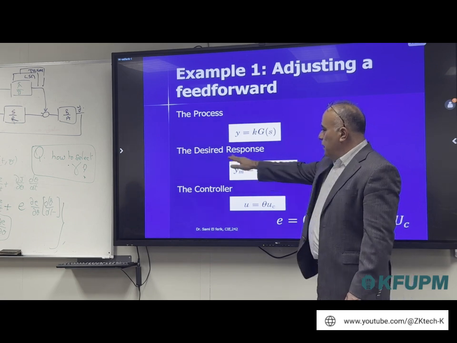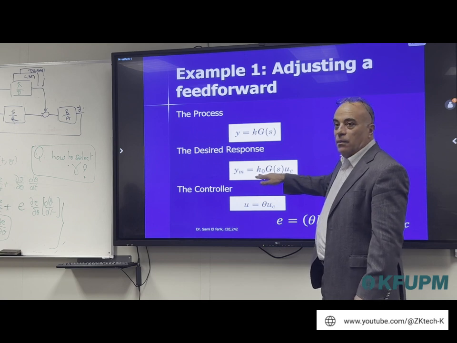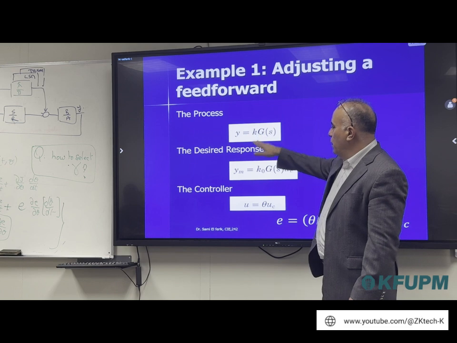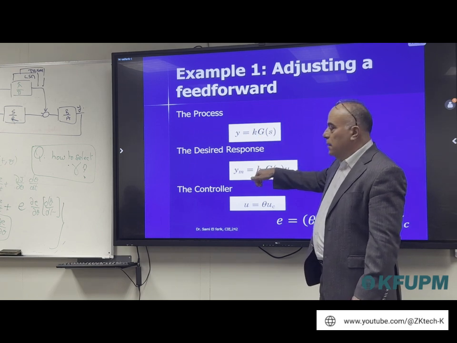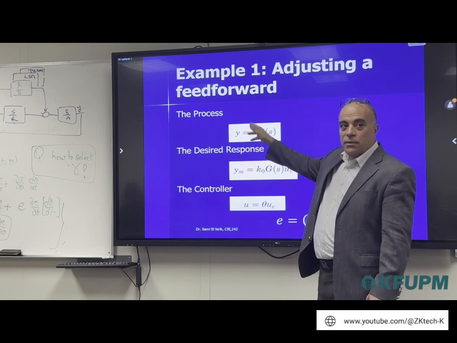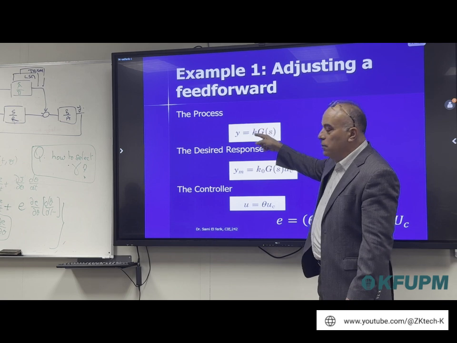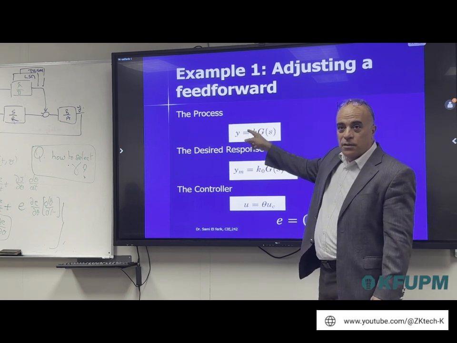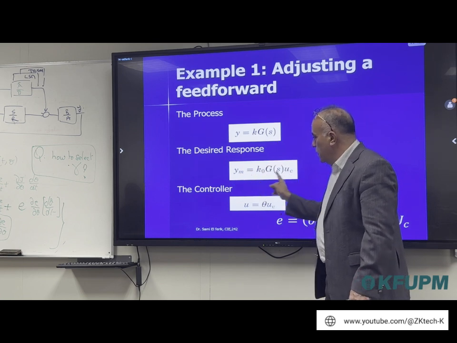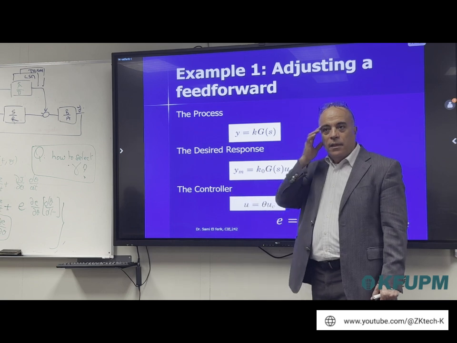And then the desired response requires that this system has to work with an amplification K0. For example, suppose the required gain is 10, but this gain is sometimes 0.1, sometimes 1, sometimes 5, sometimes 10. Since this is changing, I don't want to know the changes. What I want is that this system behaves like a system with a fixed gain equal to 10. Everybody is okay with this?